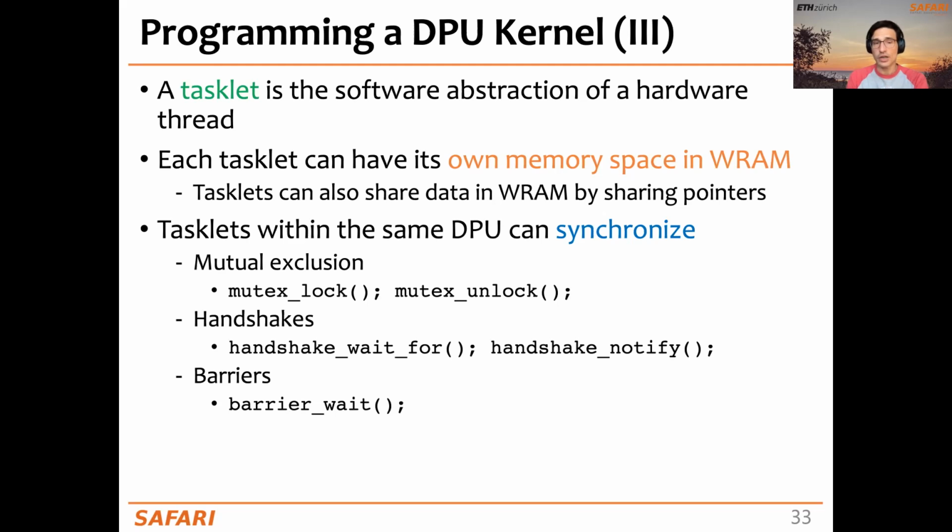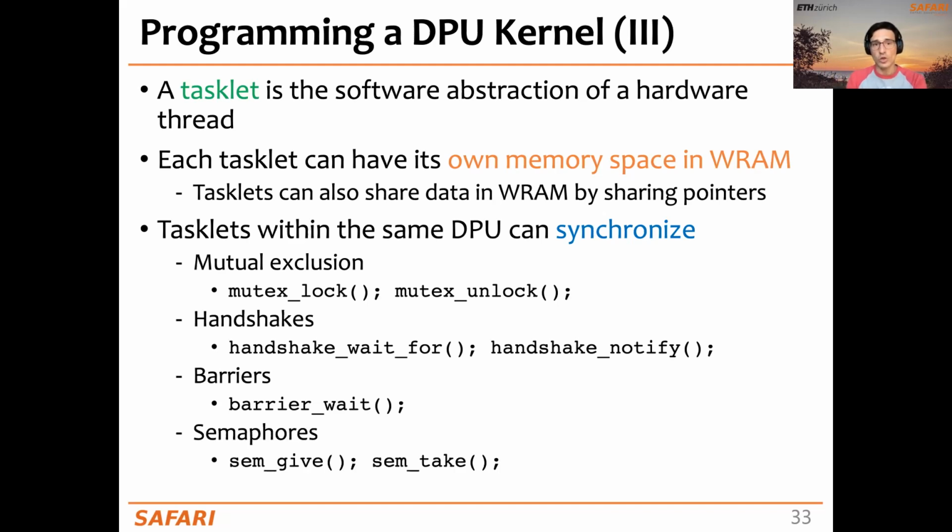We can use barriers. Barriers are a way of synchronizing all the tasklets running on the same DPU. What will happen is when one tasklet reaches this barrier wait, it will have to wait until all other tasklets reach the same point, and after that they will resume the execution.